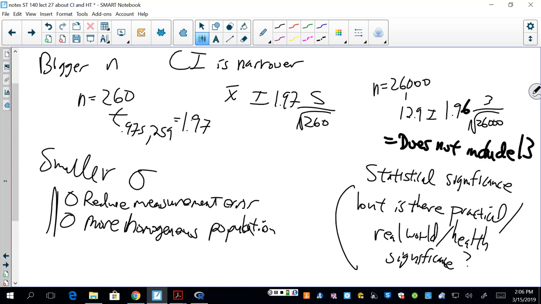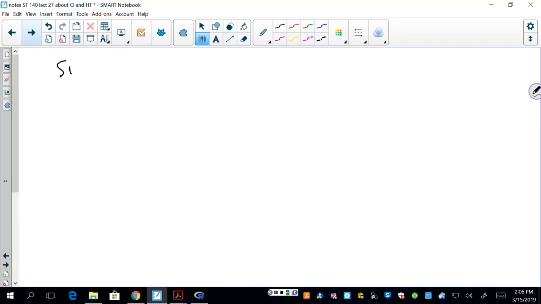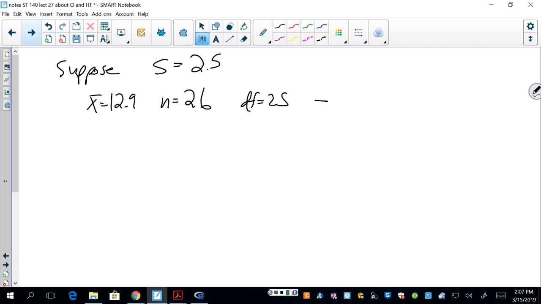And then you know something about the mothers' diets, right? You don't necessarily know that they're supplementing with iron or something, but that they're just eating certain types of diets. So either one of these things could lead to smaller standard deviations, right? So suppose we reduced measurement error or chose a smaller group and got an S of 2.5. If everything else is equal, X bar of 12.9 and N of 26, we're still going to use degrees of freedom equals 25. So our t value for a 95% confidence interval is going to be 2.06.